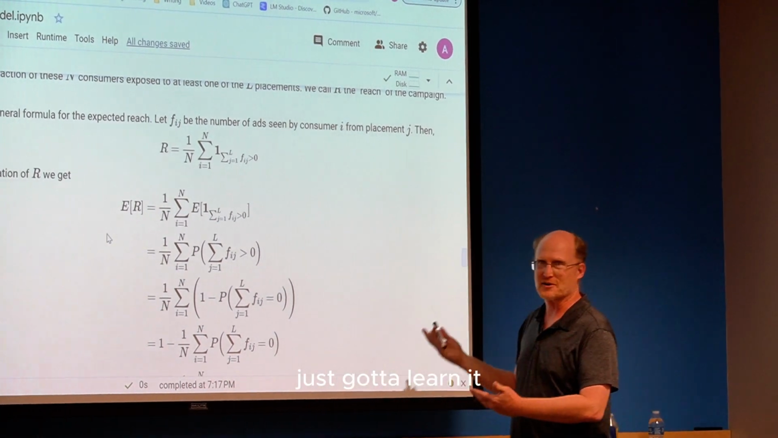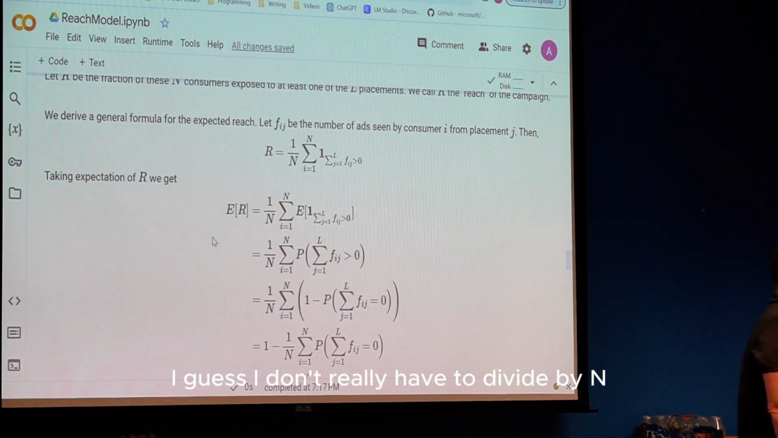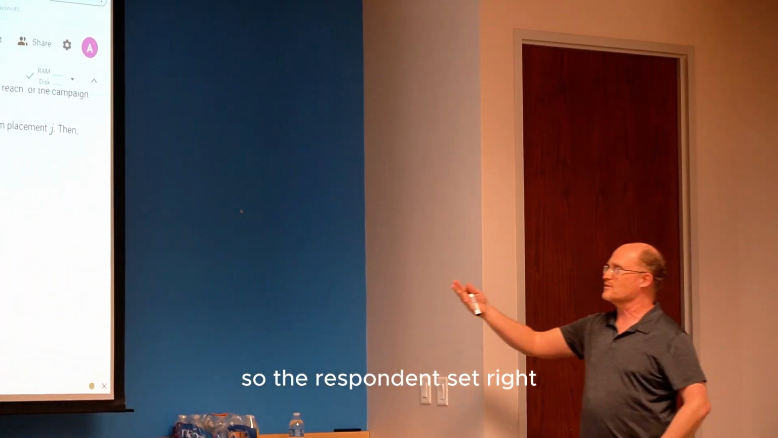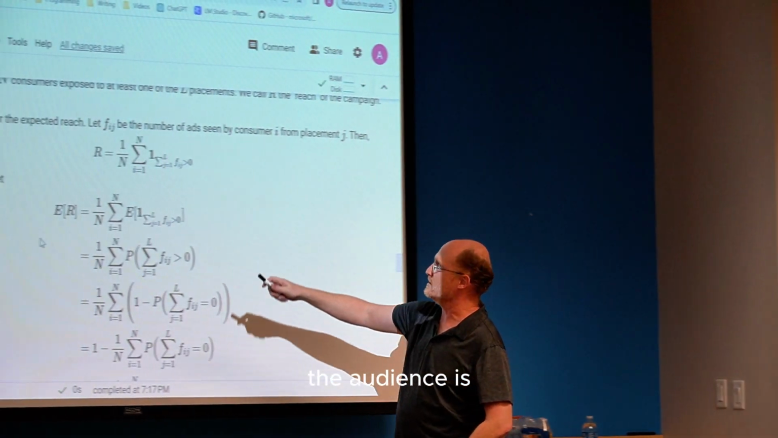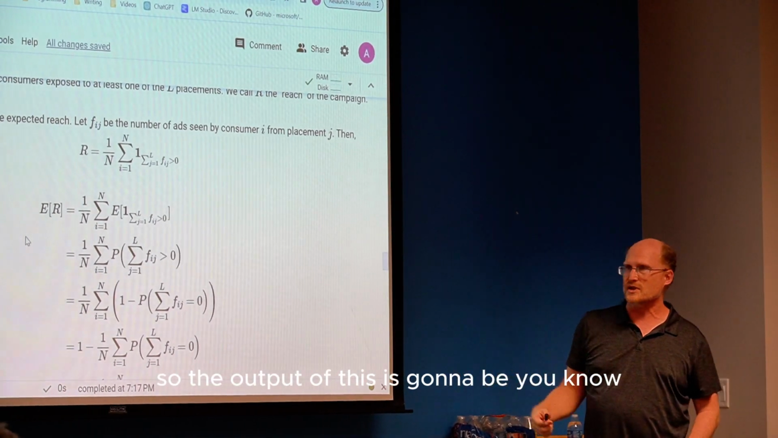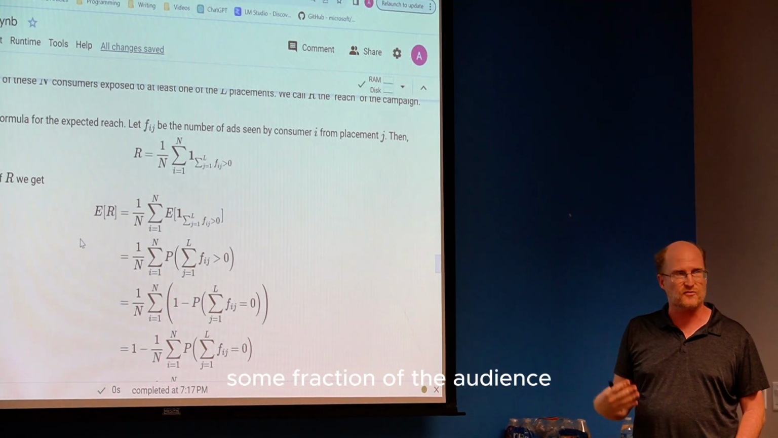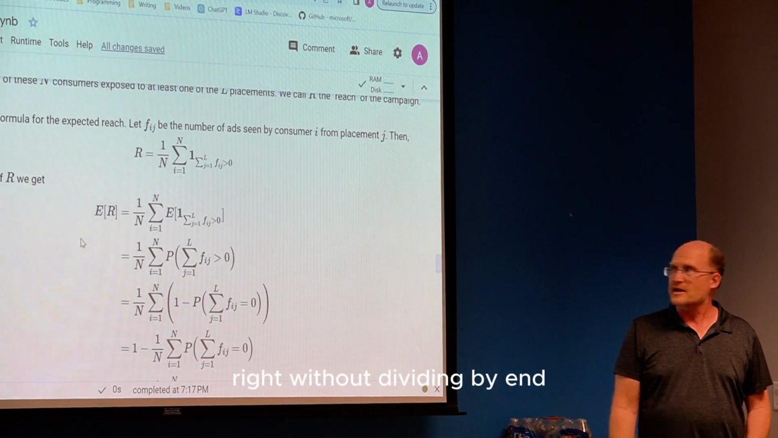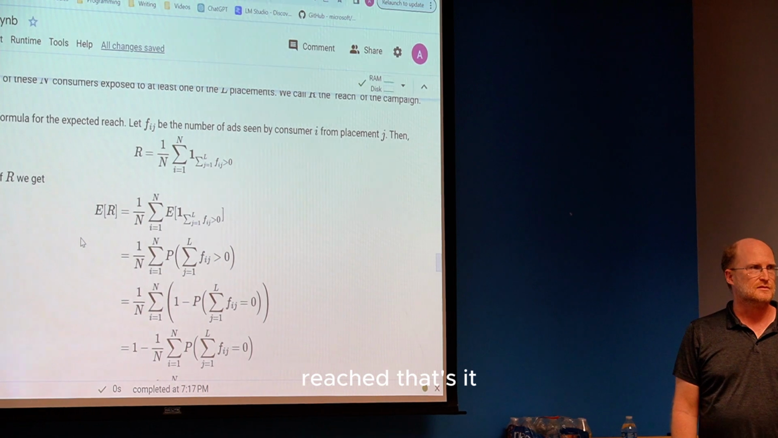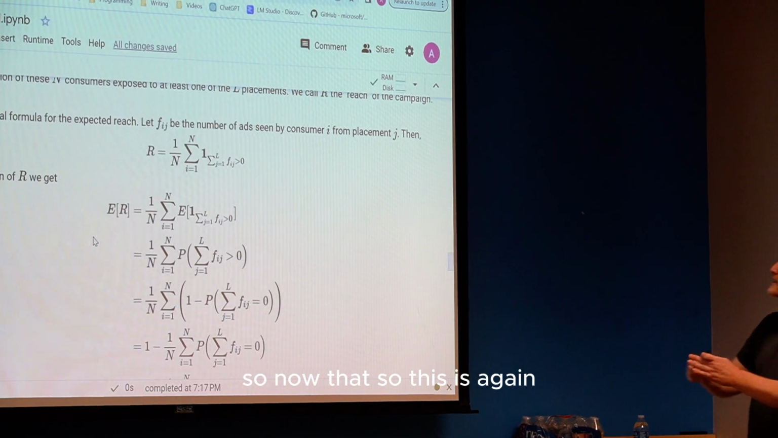Math is a language, you just got to learn it. And then of course, why am I dividing by n? I guess I don't really have to divide by n, but dividing by n makes it a fraction of the population, the respondent set, the audience, because n is the audience size. So the output is going to be a number between 0 and 1, some fraction of the audience, like 50%. Without dividing by n, it's just the total number of people that were reached.